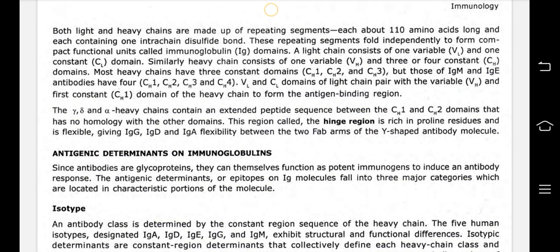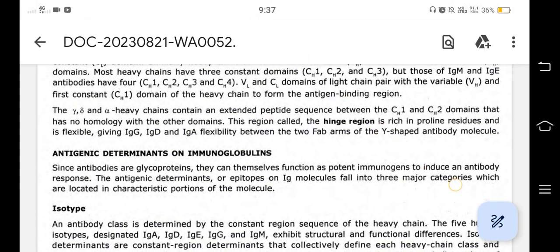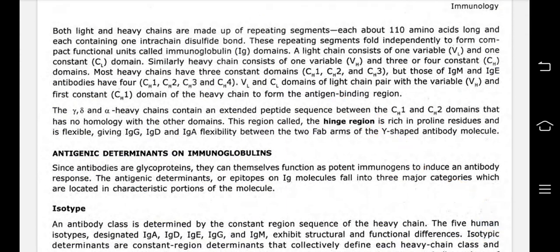Both light and heavy chains are made up of repeating segments, each about 110 amino acids long and each containing one intra-chain disulfide bond. These repeating segments fold independently to form compact functional units called immunoglobulin Ig domains. The light chain consists of one variable and one constant domain.